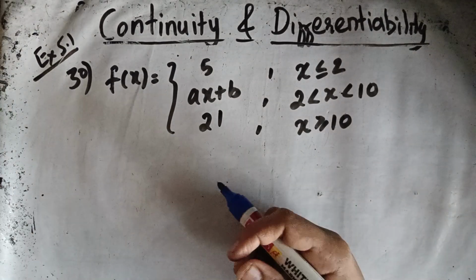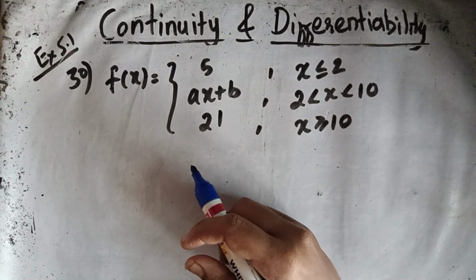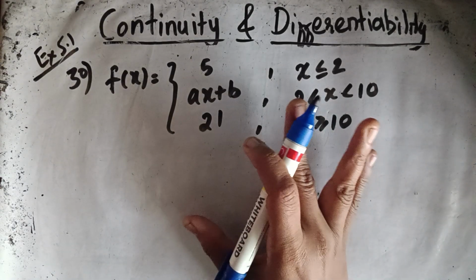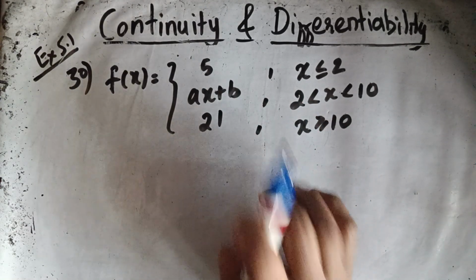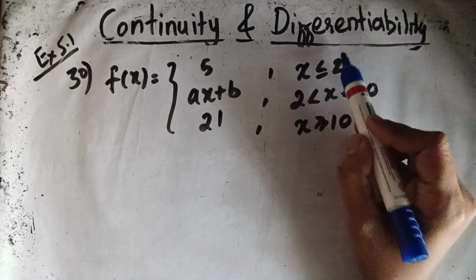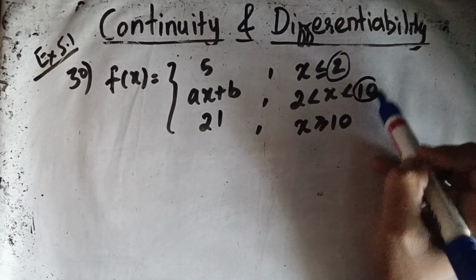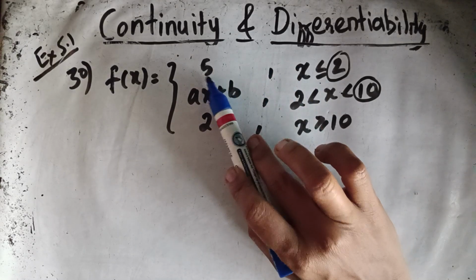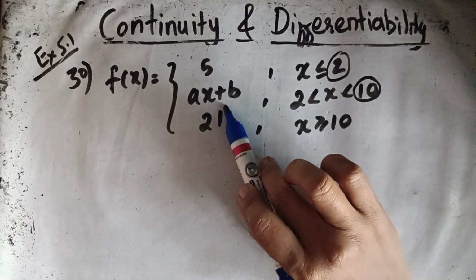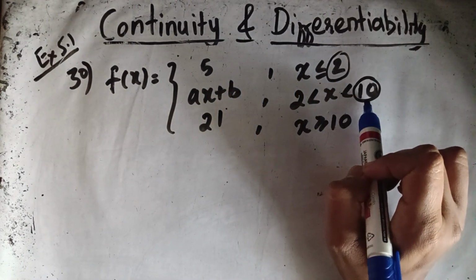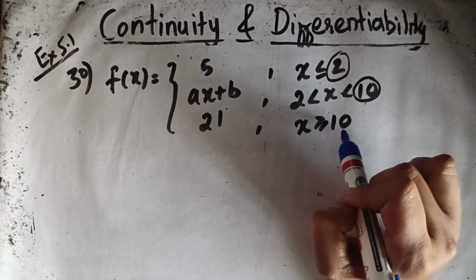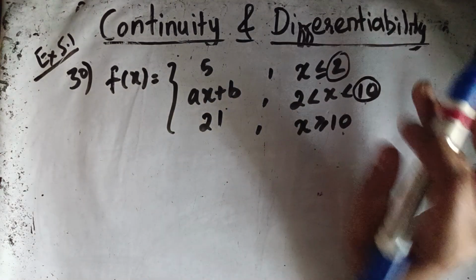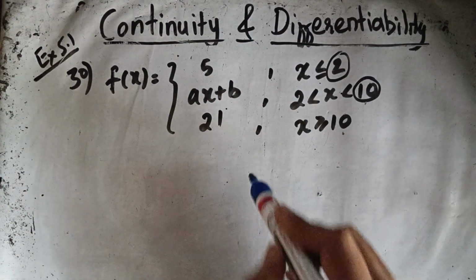So next question number 30. The function is given continuous. You have to find value of a and b. So here you have to take 2 and 10. Left hand limit of 2 is 5. Right hand limit of 2 is this. Again, left hand limit of 10 is this and right hand limit of 10 is this. So it is given continuous, so at both the points it is continuous.